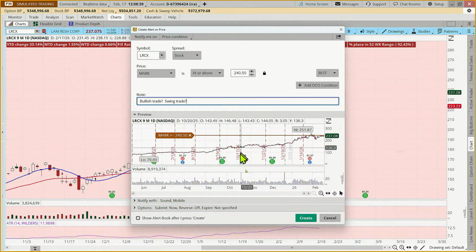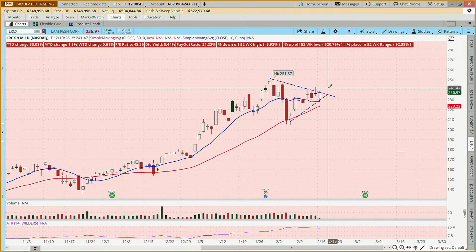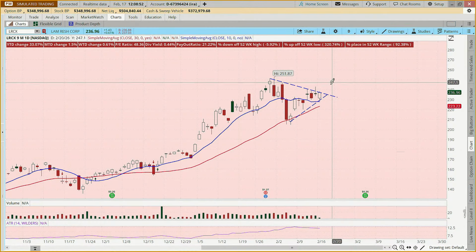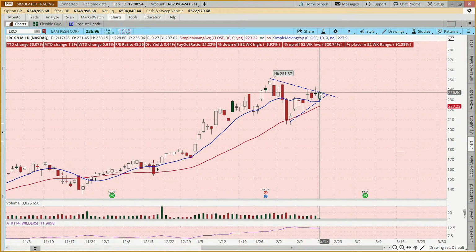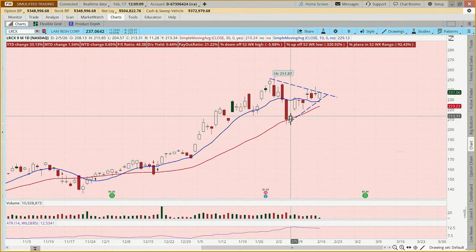And what's a swing trade? It's where you buy a stock or the option to say, hey, if it breaks above 240, maybe I'll just put in a target at 250, the previous high. And you might say, well, why don't I do that now? Why wait? I could make more money if I bought it at 236.96. You could, but what if it doesn't break out? Hence the alert.